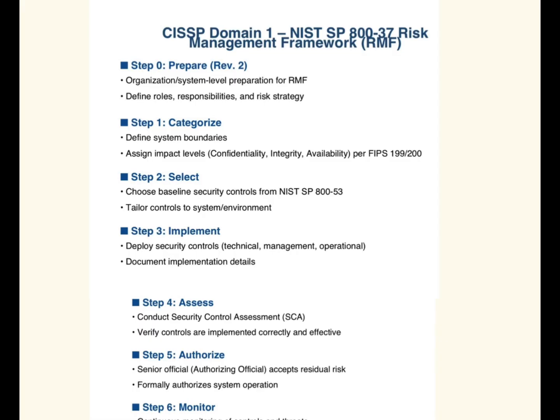Step one is categorize. Categorize means define system boundaries and align the impact level. So check the system boundaries and their impact level: confidentiality, integrity, availability. Because not every system is equally important. Losing data from, let's say, a toy website versus losing data from a hospital patient website, there is always a difference.